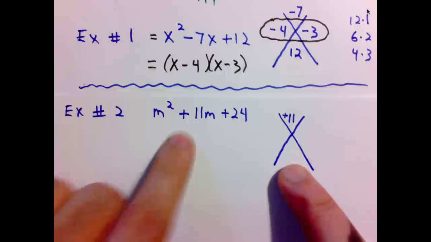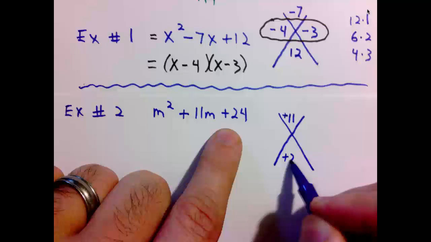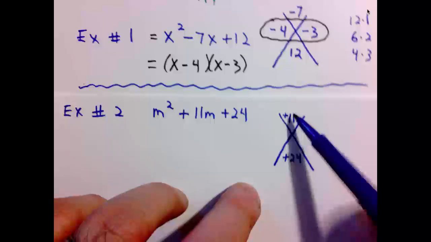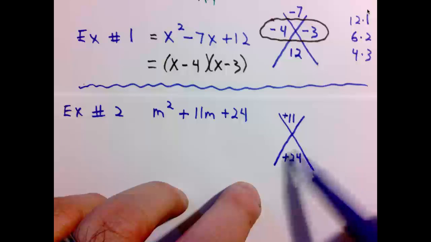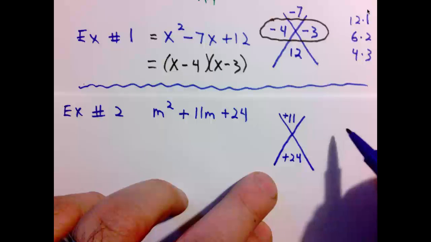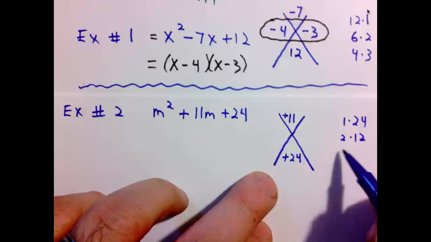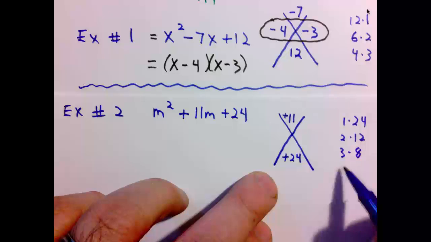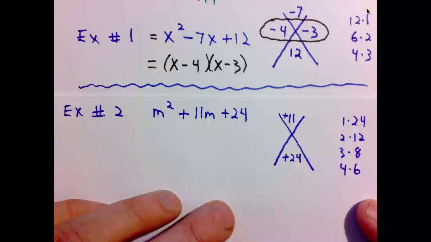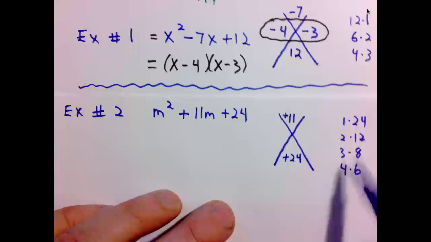In the bottom is A times C. 1 times positive 24 will be a positive 24. We want numbers that add for this one but multiply for this one. The key is to start with the multiply. Think about numbers that multiply for 24. Well, that's 1 times 24, 2 times 12, 3 times 8, and 4 times 6. Those are all of the paired factors of 24. They will all multiply to give me 24, but only one pair will add for 11. That's 8 and 3.